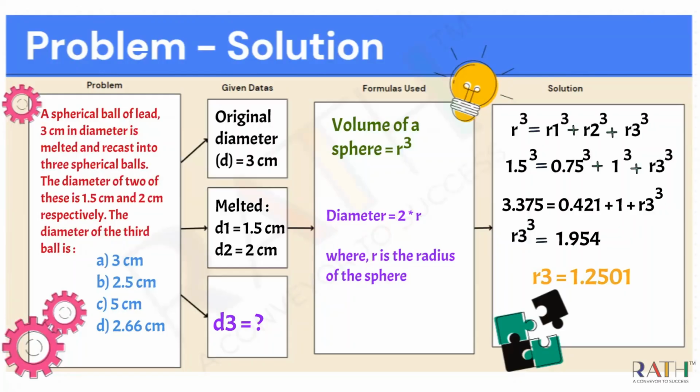Okay. So what you have to do is substitute it in that formula, that is diameter equal to 2 into r. So you have to multiply this 1.25 into 2. If you multiply 1.25 into 2, you will get 2.5. Okay, so the answer to this question is 2.5 centimeter. That is option B for Bangalore.